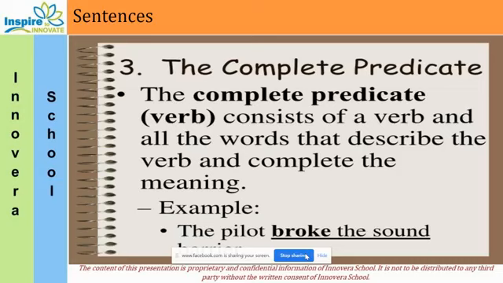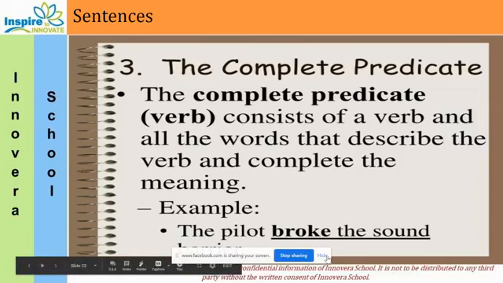Now what is complete predicate? The complete predicate consists of a verb and all the words that describe the verb and complete the meaning. In simple predicate we only need to identify the verbs, but in complete predicate we need the verb along with the words which describe it or give it a complete meaning. Okay, like you can see over here: the pilot broke the sound barrier.